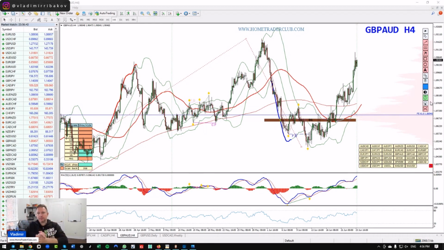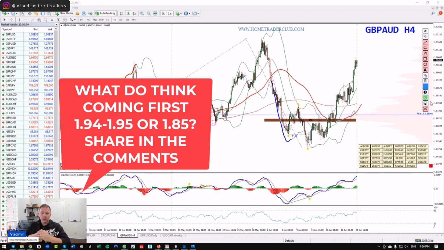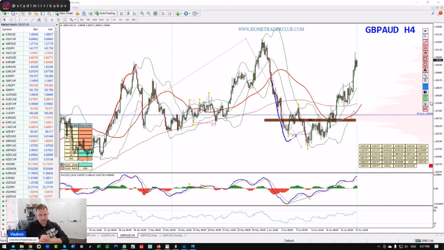So that was the Pound Aussie, the very first instrument for today. What are your thoughts, and how far do you think the Pound Aussie is going? Will that reach the 194, 195 first, or are we going to surprise the technical, and despite the technical, we are going to see the market dropping down all the way to below 185? Let me know in the comment section.